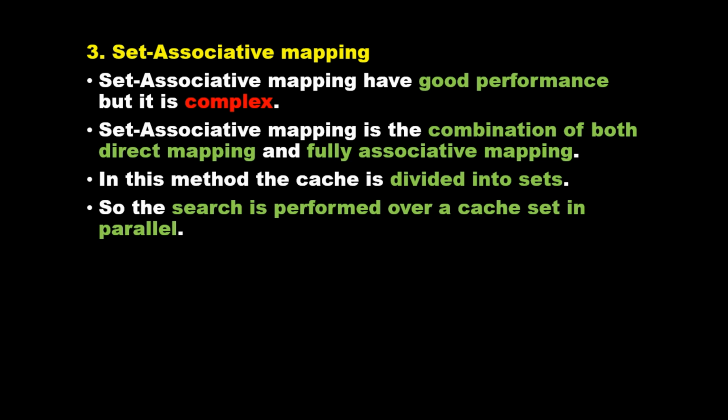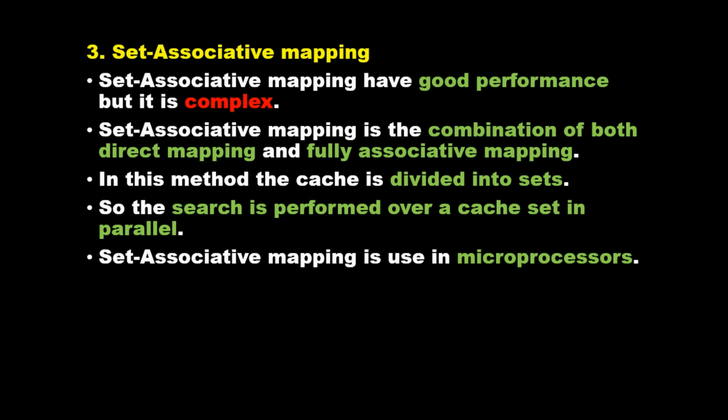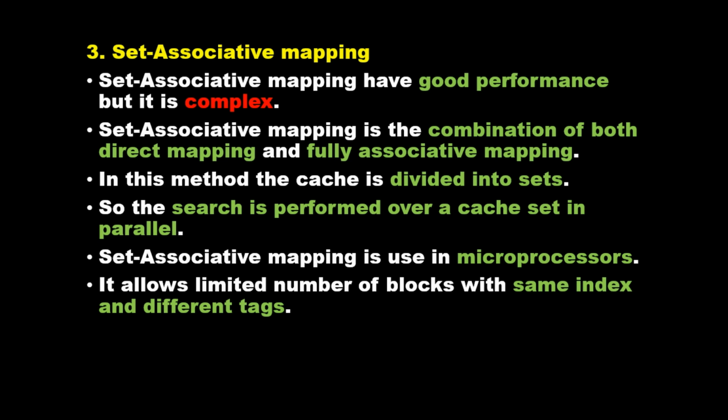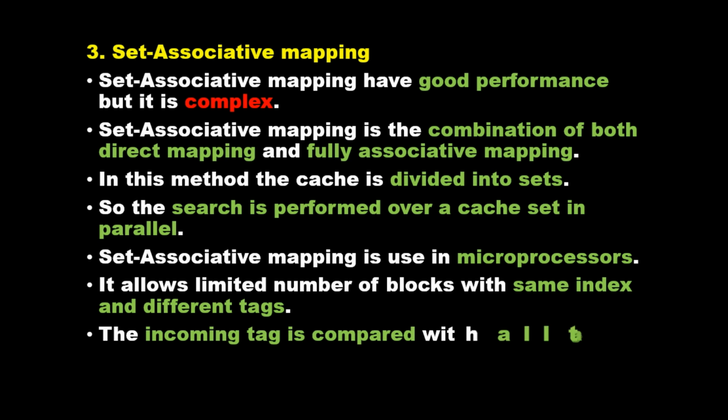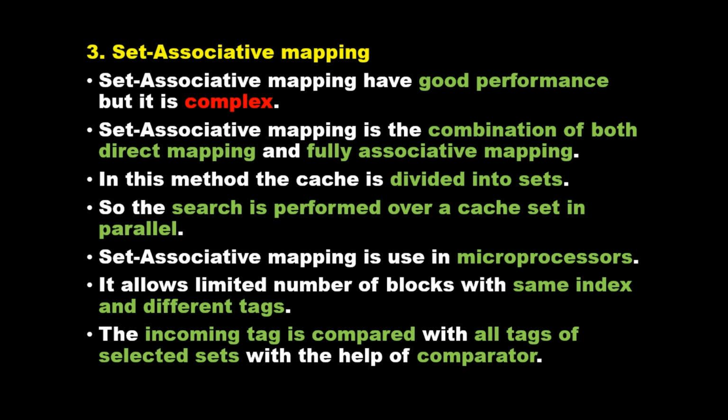Set associative mapping is used in microprocessors. It allows a limited number of blocks with the same index and different tags. The incoming tag is compared with all tags of the selected set with the help of a comparator.